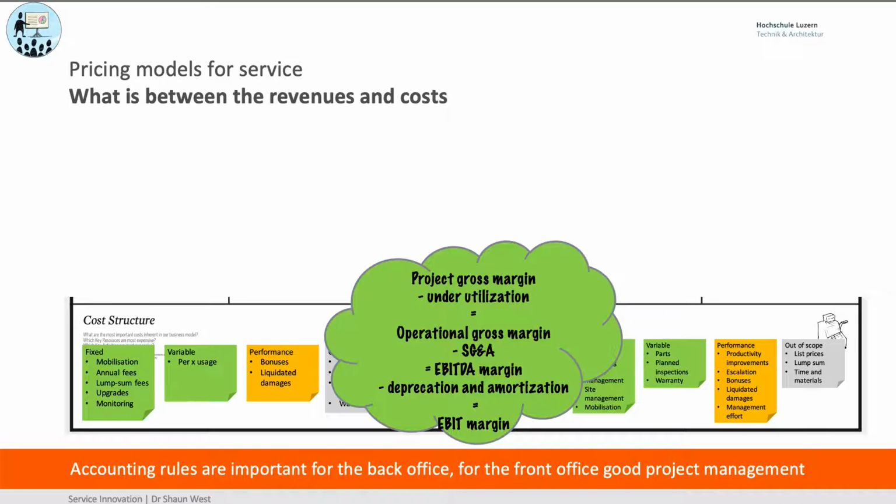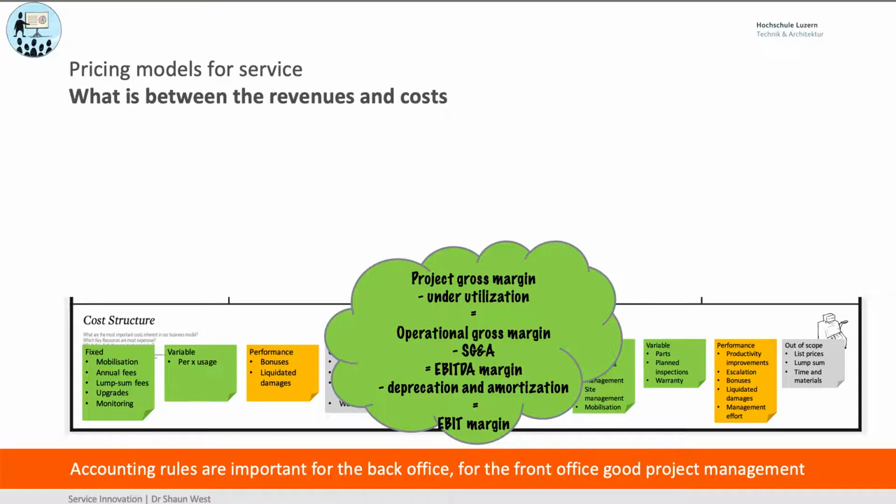We get the project gross margin. That tells us how good we were. We might have some underutilization, which then leads to the operational gross margin. We take the SG&A away from it. We take depreciation and amortization off, and we get the EBIT margin at the bottom.